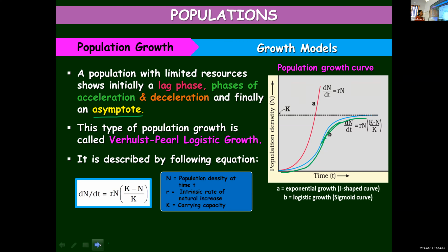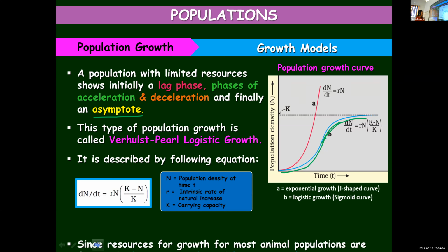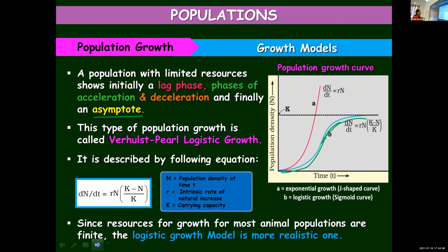N is population density at time t, R is intrinsic rate of natural increase, K is carrying capacity. Since resources for growth for most of the animal populations are finite or limited, the logistic growth model is considered to be more realistic one.